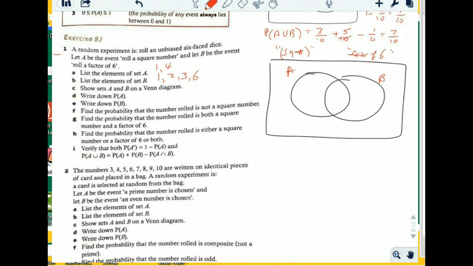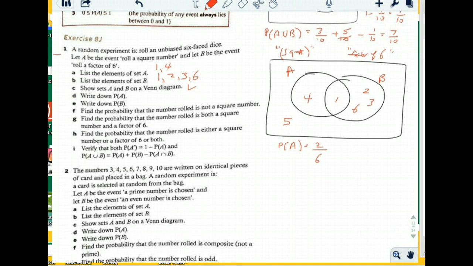Okay, now show sets A and B on a Venn diagram. A would be 1 and 4. B would be 1, 2, 3, 6. Now we can see 1's in both, so we want to put 1 in the middle. Okay, so now we've done that. Write down the probability of A. Well, the probability of A is the number of elements in A, which would be 4 and 1, that's 2 elements in A, and then how many total? It would be 6. By the way, what's outside the sets? Well, we have 1, 2, 3, 4, 6 inside. What's missing? Just 5. So 5 is outside.